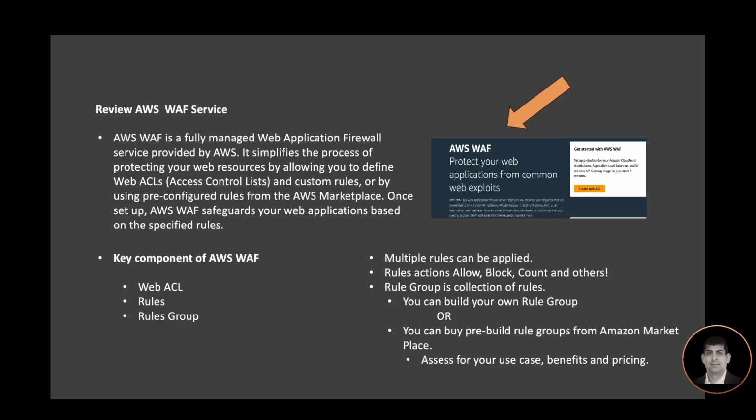Something to keep in consideration is that you can apply multiple rules, and rule actions are allow, block, count, and others. And then a rule group is a collection of rules. You can build your own rule group or you can buy a pre-built rule group from Amazon Marketplace. Now, if you are buying a pre-built rule group, just make sure that you assess it for the use case, the business benefit, and the pricing, because you do have to pay for those rule groups.